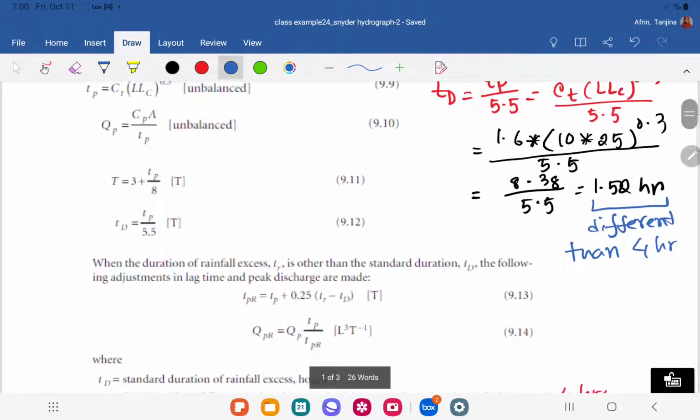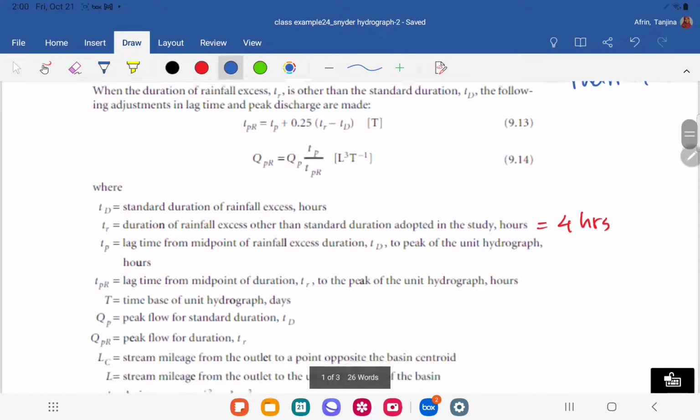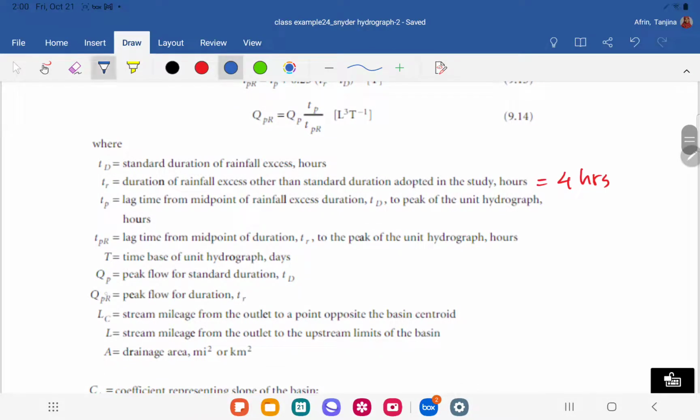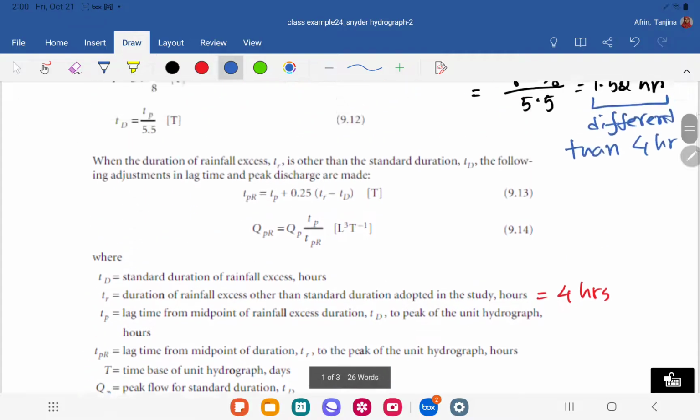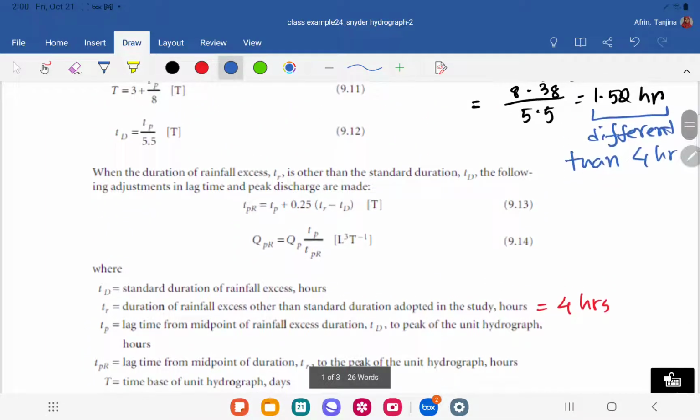Now for step 2, since the duration is different from the standard duration, we actually need to find out what the QPR will be now, the peak flow for the duration TR. That will be our next step, how we can find the QPR. So step 2 will be to find the QPR.